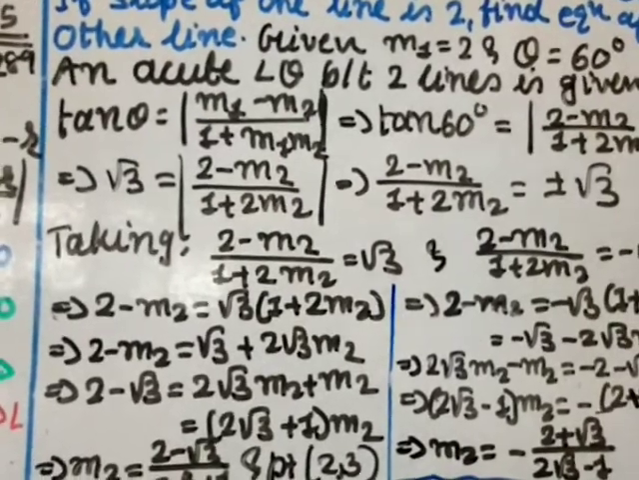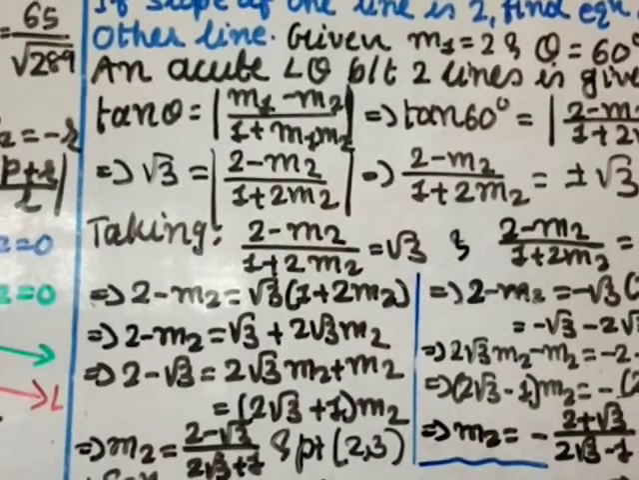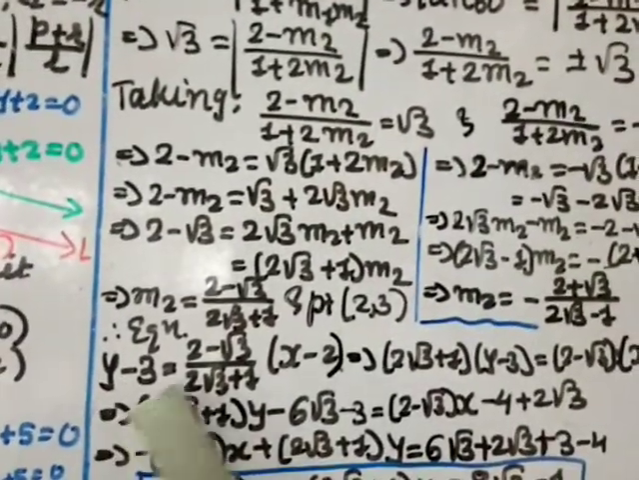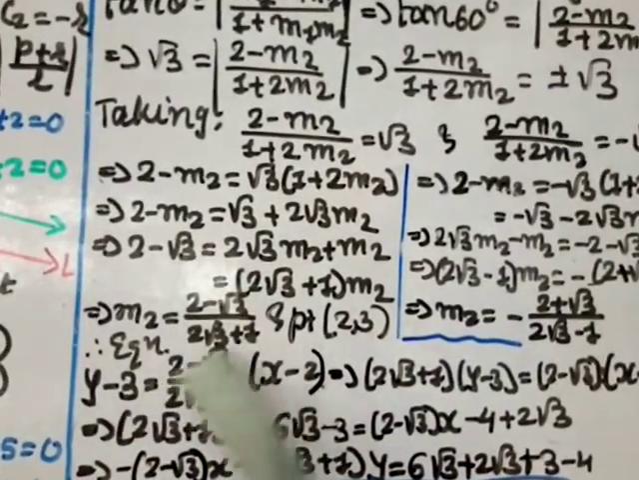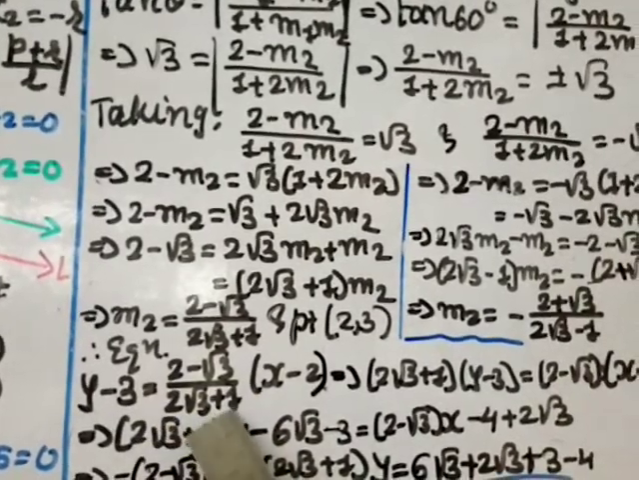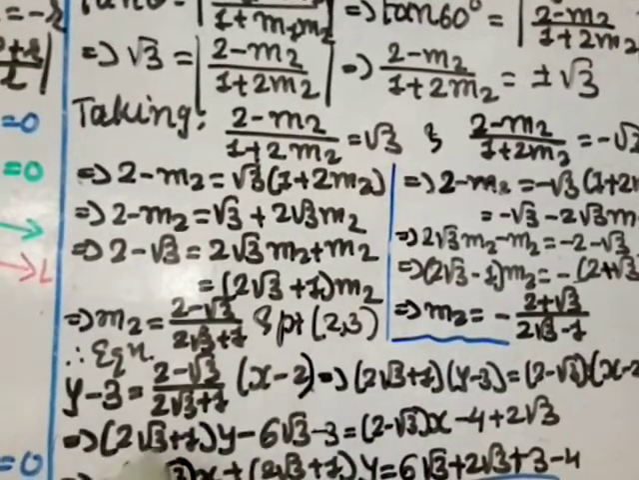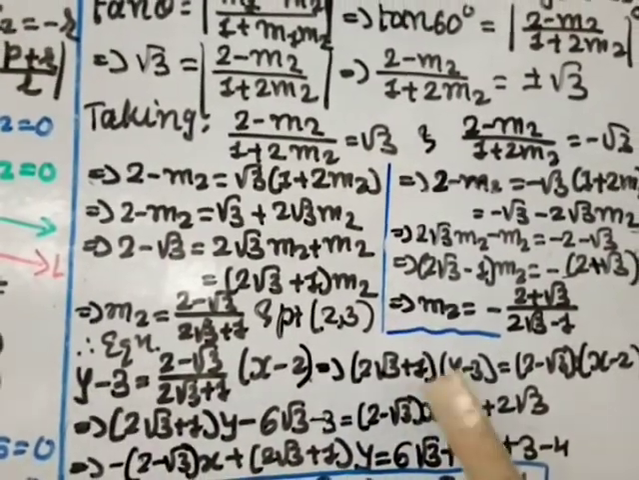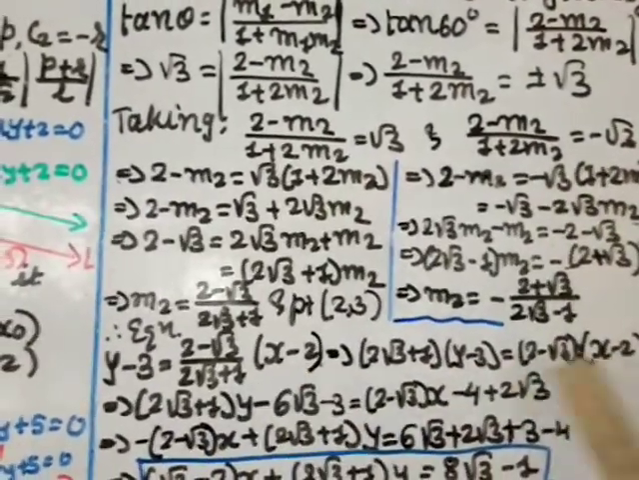And the point (2, 3) is given to us. Okay, so this is the slope and this is the point. If slope is there and point is there, we can find the equation of the line. So the equation of the line is y minus y naught, that is y minus 3, equal to m, this is my slope m2, so 2 minus root 3 divided by 2 root 3 plus 1 into x minus x naught, that is x minus 2. Okay, this gives you this. If I transfer over here 2 root 3 plus 1 and this one into y minus 3 equal to 2 minus root 3 into x minus 2.